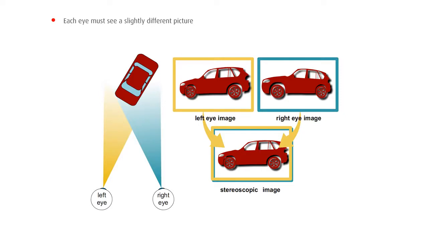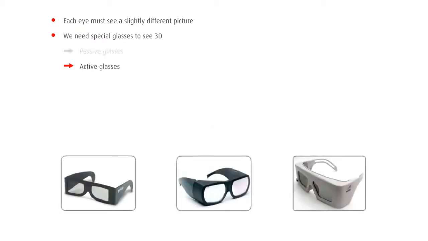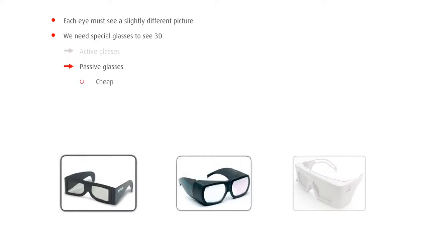The photo or the movie screen actually displays two images, and the glasses ensure that each eye only perceives the image that it is intended to see. Today, we use either passive glasses or active glasses. Passive glasses are cheap and don't contain any active components.